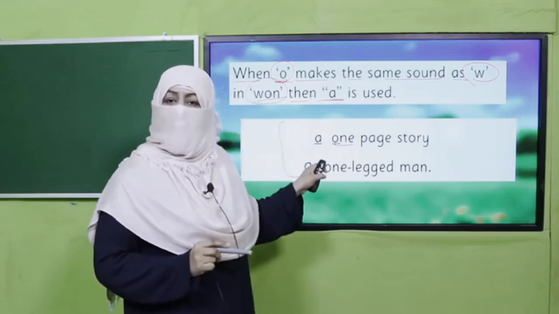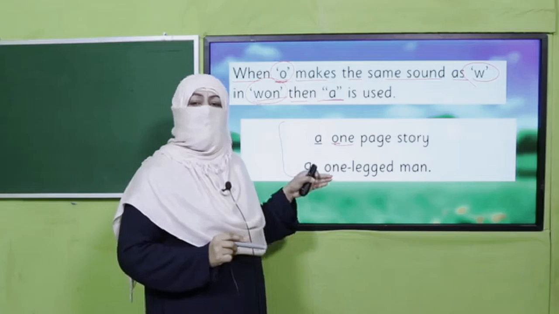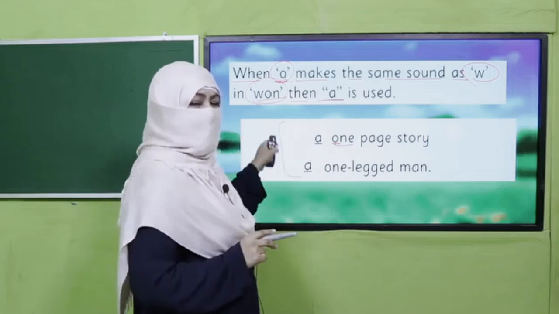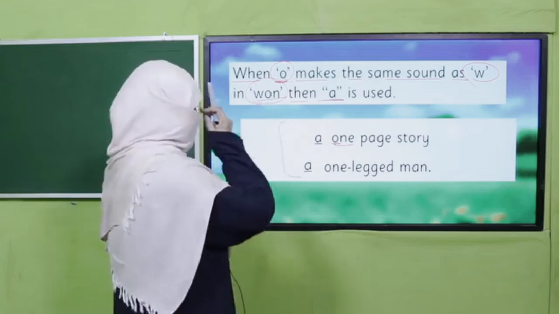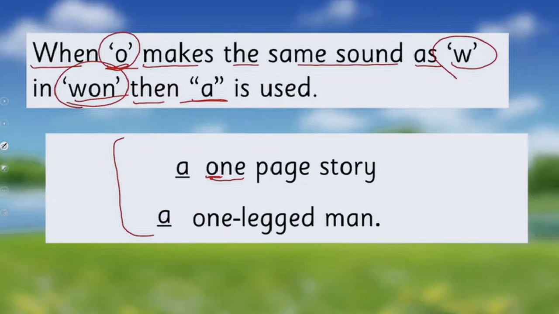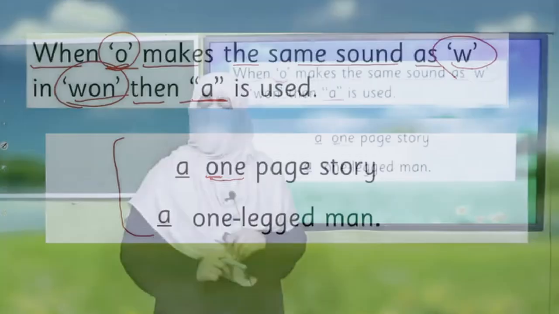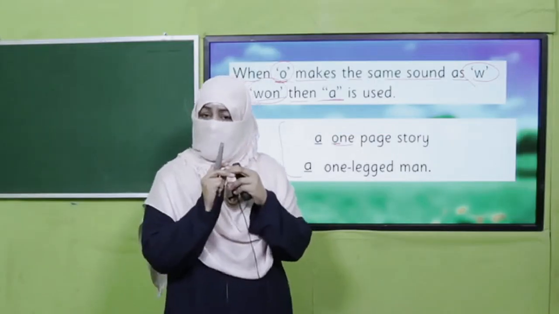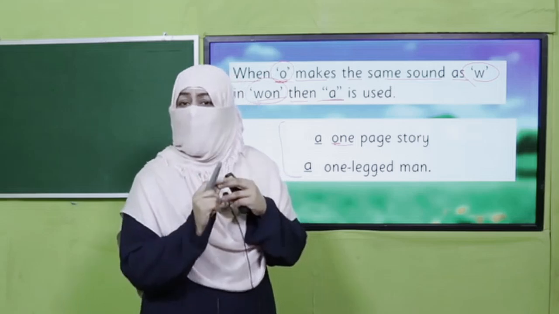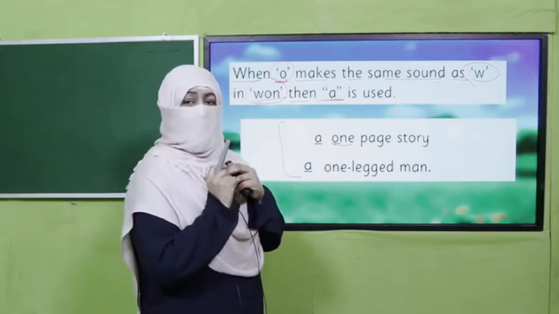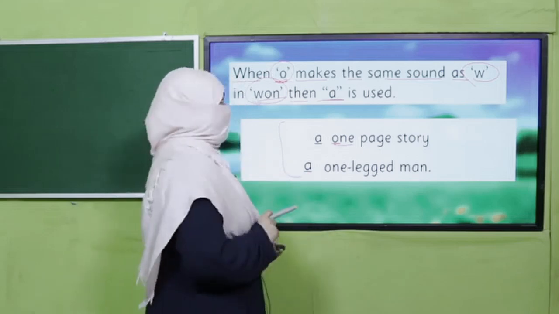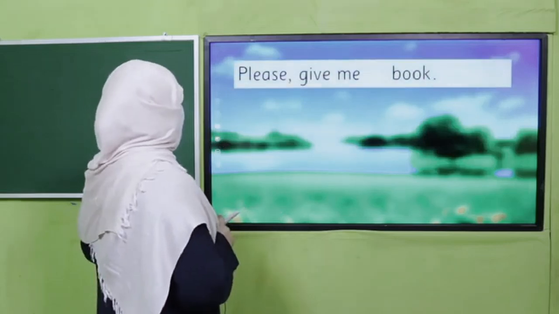All right, now pause it and practice more words so that we are clear with the exceptions of O. Yes, my dear students, are you clear? So there are two vowels we have learned, U and O, where sometimes instead of AN we use A. Now the article the comes.